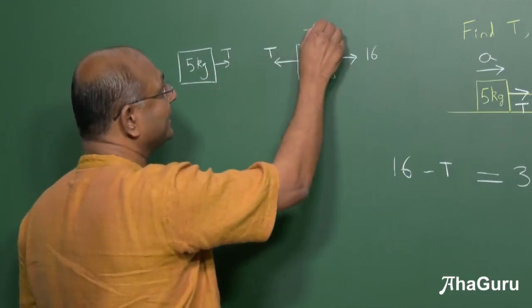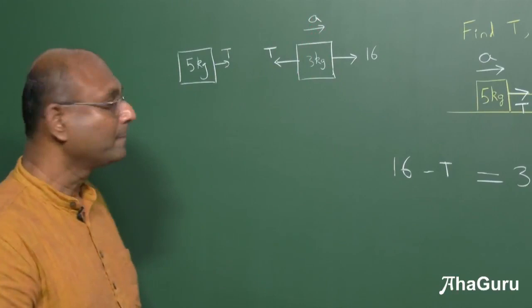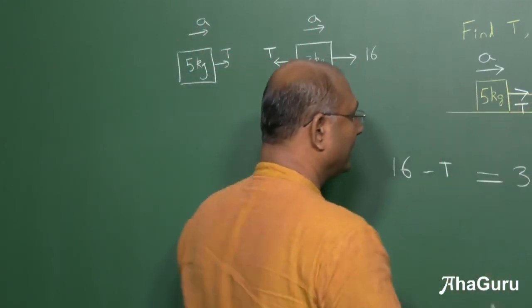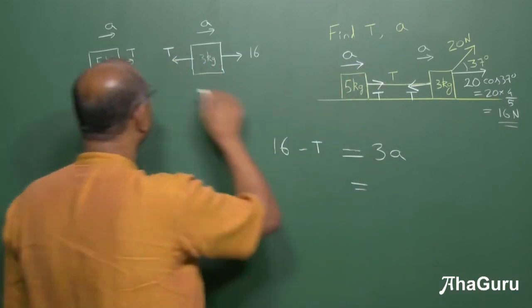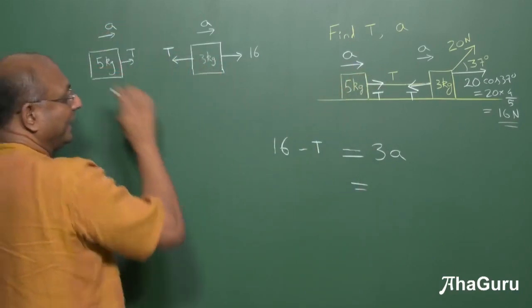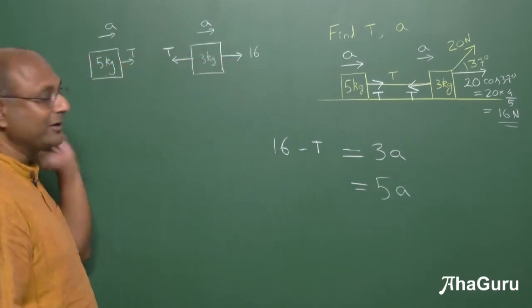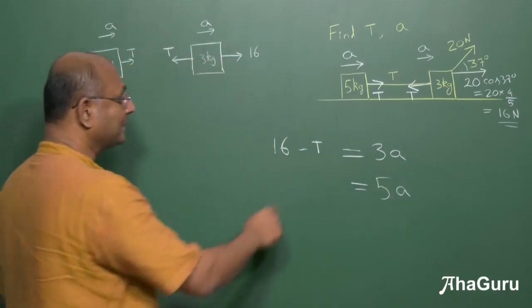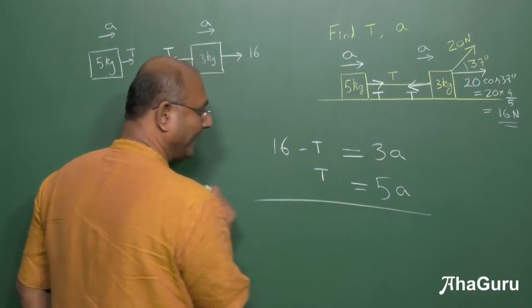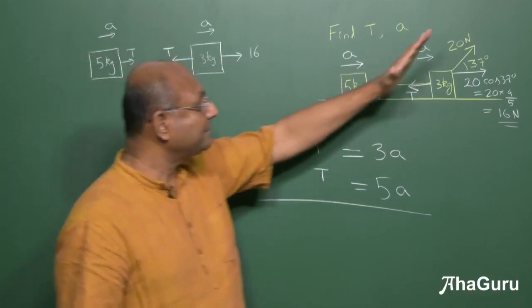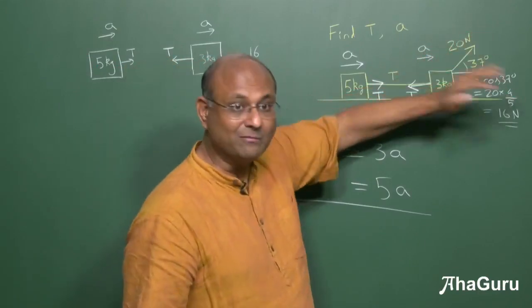Why? Because the acceleration is in that direction. This also has the same acceleration. They move together. So for this block, MA, what is the only force acting on this? T. So T must be equal to MA. Now we have learned this, we have done many problems like this, except now you have this 20 newtons, you have to resolve, that's all.